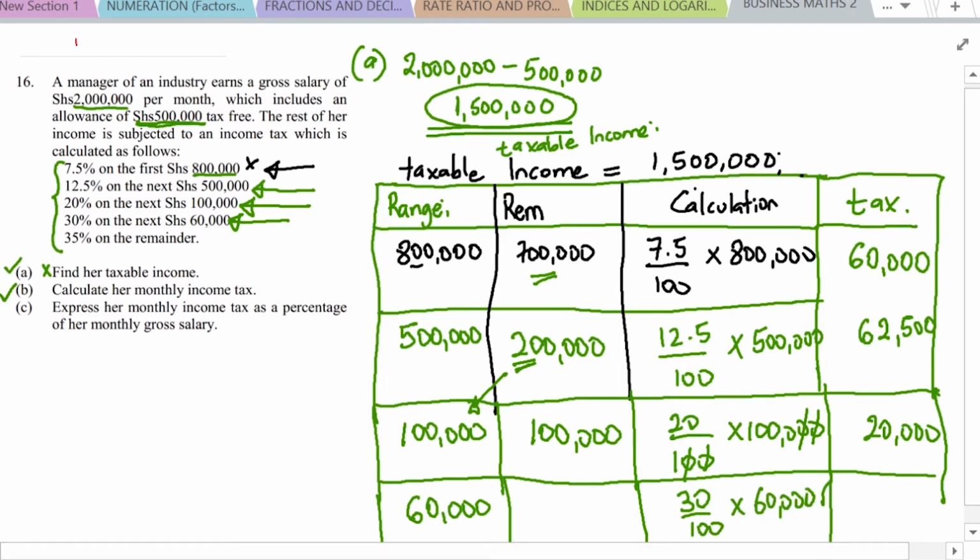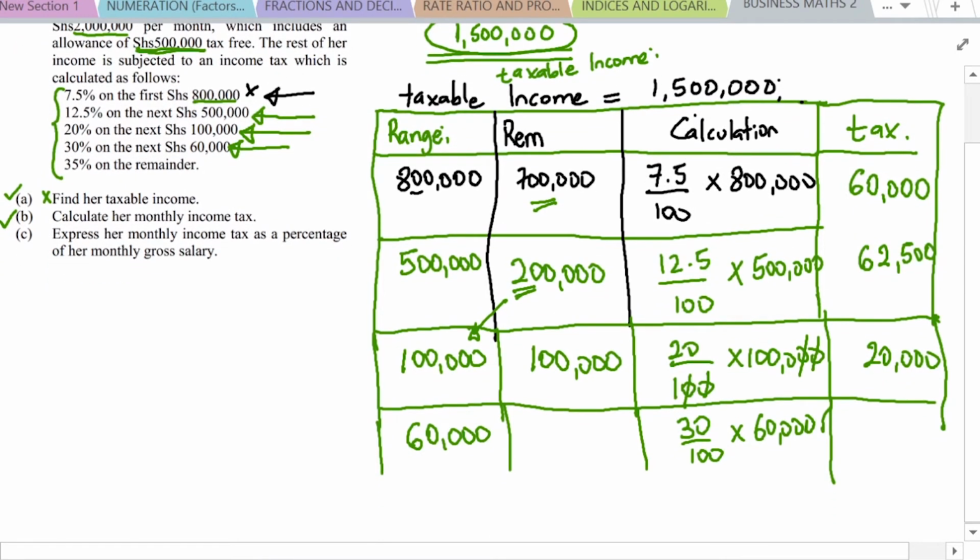So from here, it is 100,000 minus the 60,000. What do we have? We remain with 40,000 to tax. That's what remains. So that 60,000, this cancels with that, this cancels with that, remain with 3 times 6 is 18, and 3 zeros. So it's 18,000 right there.